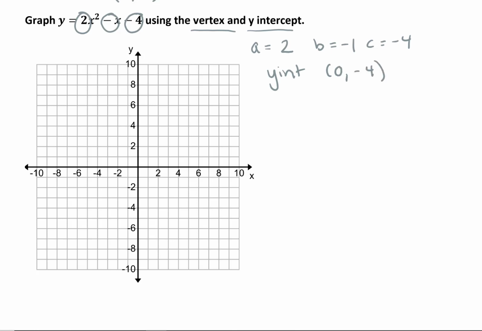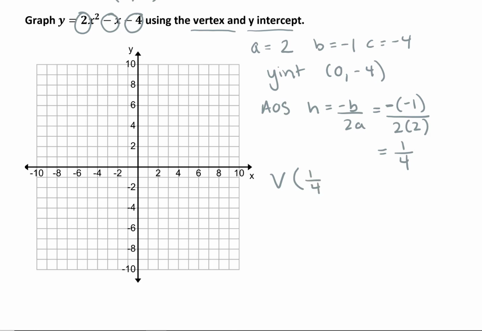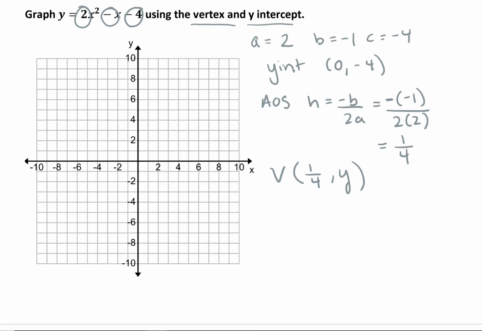Now let's find the vertex. We'll use our axis of symmetry. So negative b over 2a. We'll plug in -1. So we have -1 over 2 times 2. So we end up getting 1/4. So what we found is that the x value of the vertex is 1/4. So how are we going to find the y value?